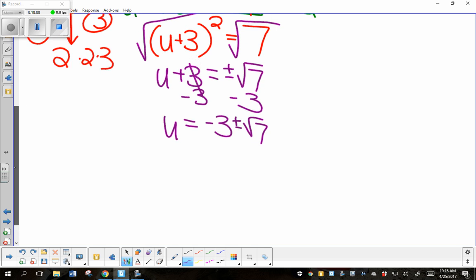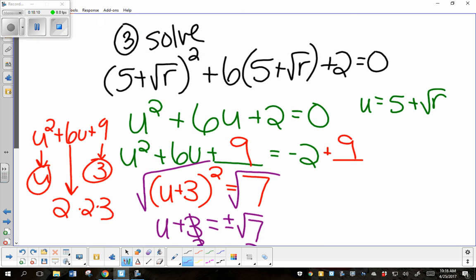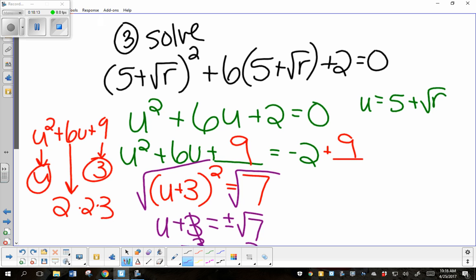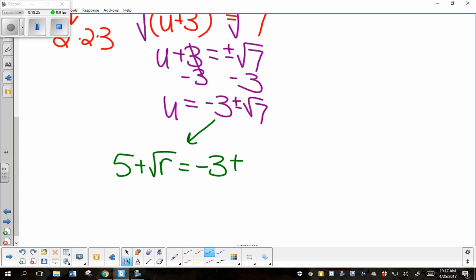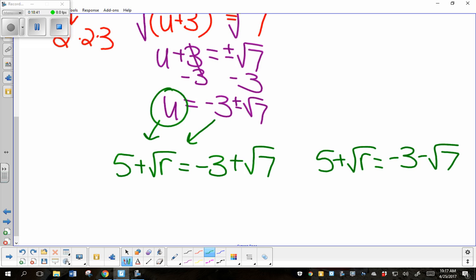You should be a math teacher, Jack. All right. So u, like Jack said, are we done? No. So u is 5 plus root r. So we need to break this into a couple things. We've got 5 plus root r equals -3 plus root 7. So u, I replaced that with the 5 plus root r. That equals -3 plus root 7. What else can 5 plus root r equal? Yeah, -3 minus root 7.